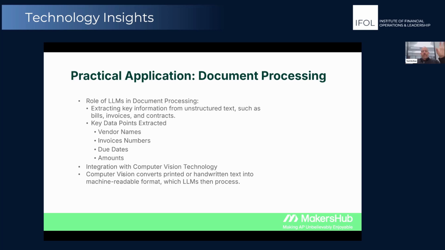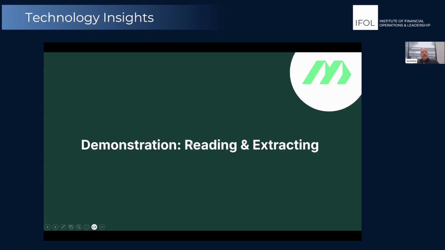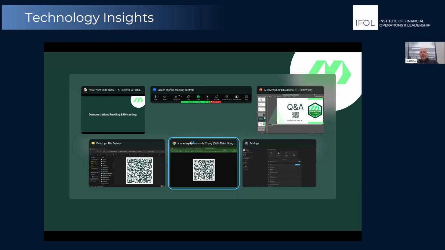So computer vision can now extract certain data points, and we can tell what those data points are because the large language model actually understands what is what within a bill or invoice. So we can now extract out line items. We can have it add the line items for us. We can do all sorts of things, which I'm going to show you when we get into the actual demo, which is realistically right now. So let's demonstrate the reading and extraction capabilities of a large language model.